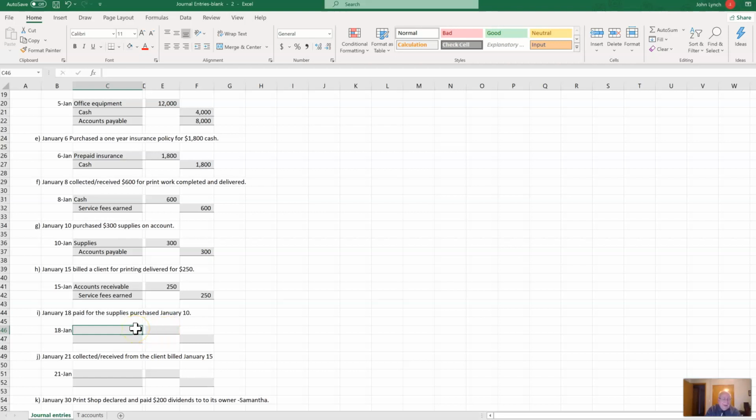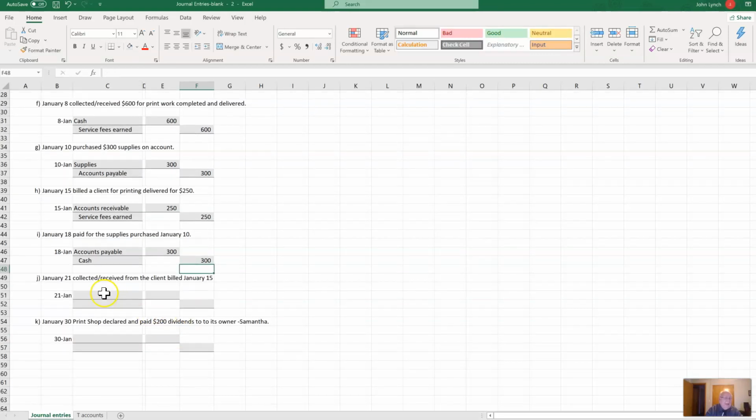On January 18th, we paid for the supplies we purchased on January 10th. Okay, so on this we want to get rid of the liability, so we'll debit accounts payable, because remember, to reduce a liability, you debit the account, and that's for the $300, and we'll have to credit cash because we need to reduce the cash by $300. Okay, so that decreases both the accounts payable, because that's a liability, so that's a debit, and we decrease cash, which is an asset, so that's a credit.